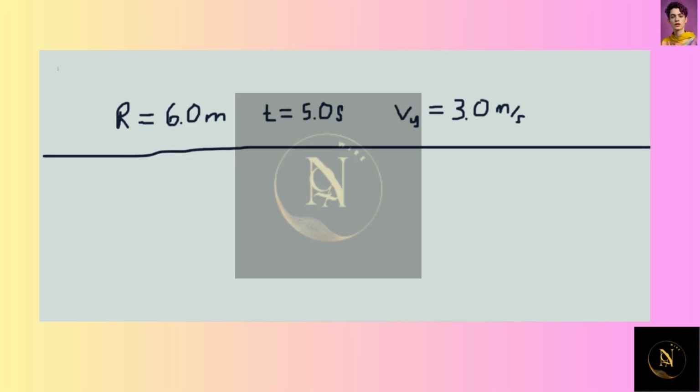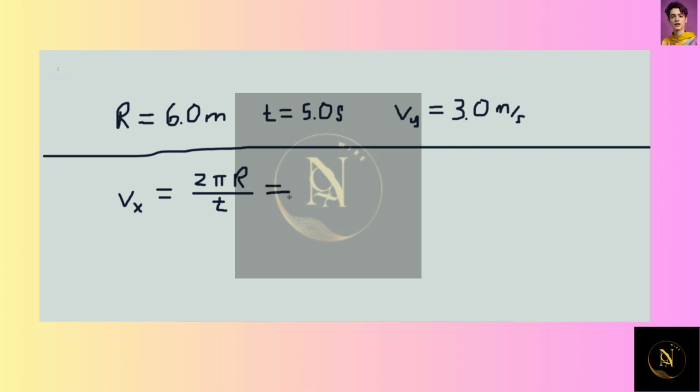So for part A of our question, we're asked to determine the bird's speed relative to the ground. The bird's speed relative to the ground is going to be the tangential velocity. Well, the tangential velocity, v of x, is going to be equal to the circumference, which is 2 pi times r, the radius, which we were given, divided by the time that elapses, t.